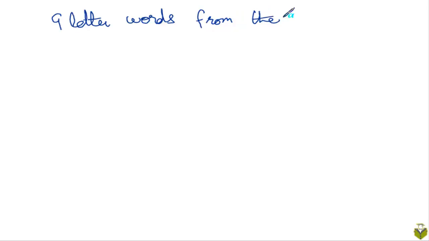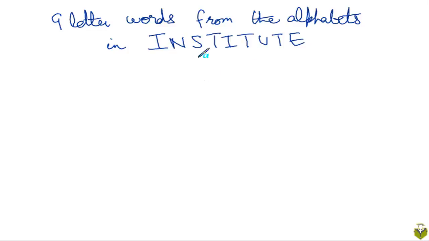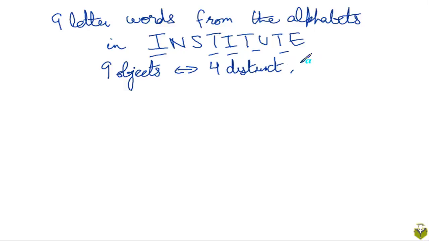Let us consider a more difficult case where we have to form 9-letter words from the alphabets in INSTITUTE. So do you think that, if each alphabet is an object, they are distinct? No, right? Clearly you have I being repeated and T being repeated. So we have 9 objects with 4 distinct and 2 similar.